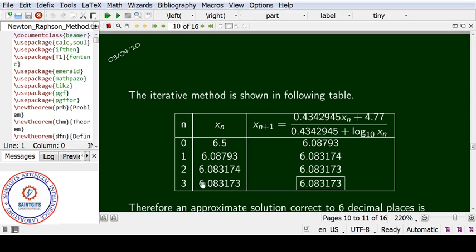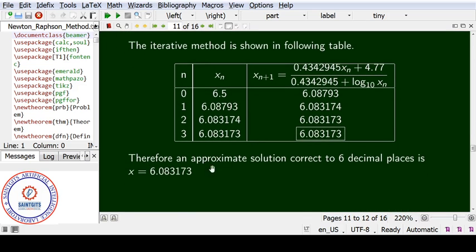We repeat it, and in the third step, xn and xn plus 1 approximations become the same, corrected to 6 decimal places. Therefore, an approximate solution corrected to 6 decimal places is x equal to 6.083173. Instead of this 6.5, found using the bisection, you can start with any value. Automatically, after 5 to 6 iterations, we get this result. That is the advantage of using the Newton-Raphson method.